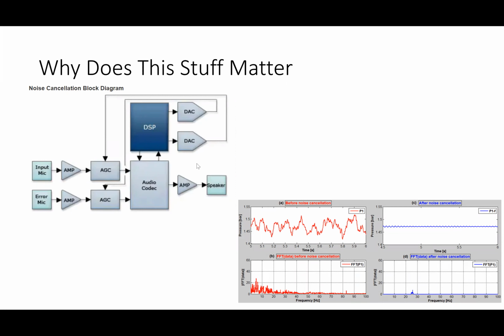So what it does ultimately at the end of the day is the picture that's shown here. What I've got is two pictures. The images here in red on the left are before noise cancellation, and the ones on the right are after I've done some noise cancellation.